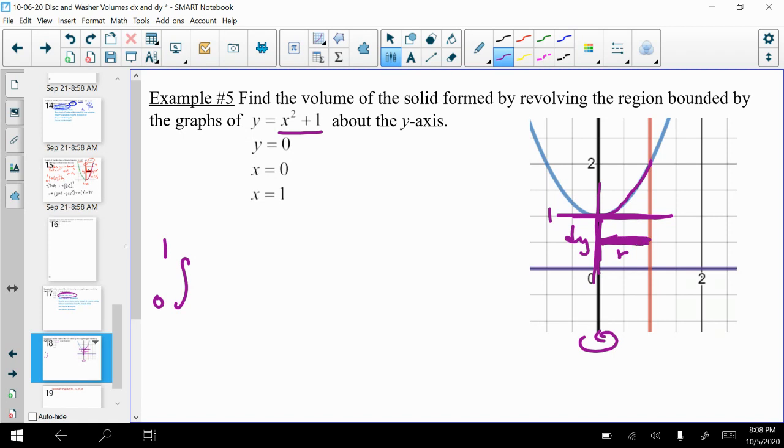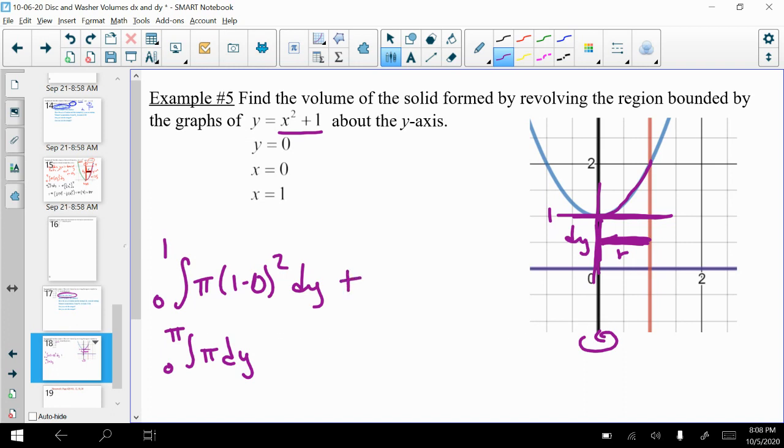And this height is always the same. It's just 1 minus 0, pi squared, which is really just the integral from 0 to 1 of pi dy, which is really simple. So don't stress. It really is that simple.